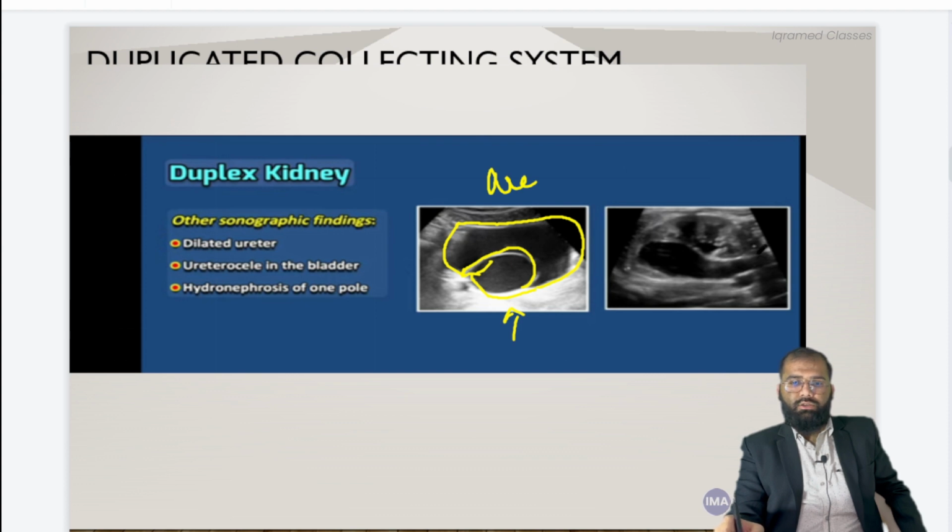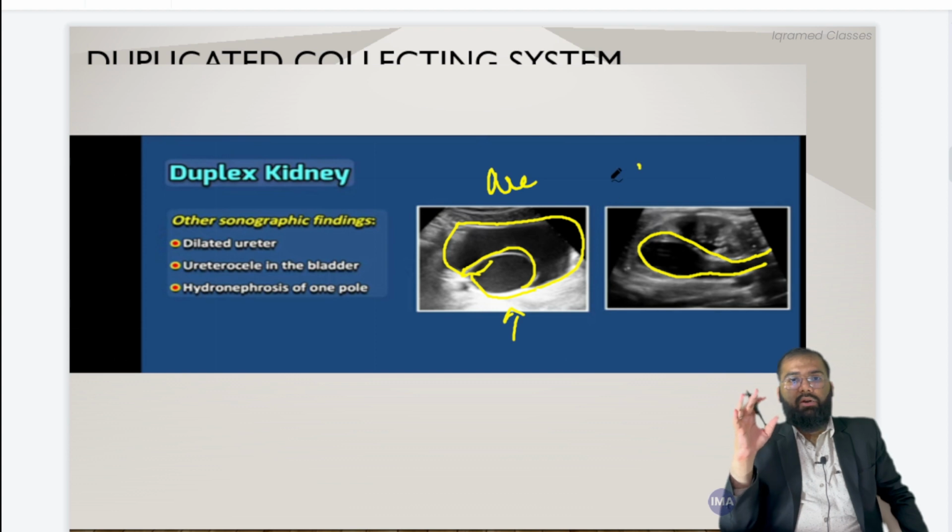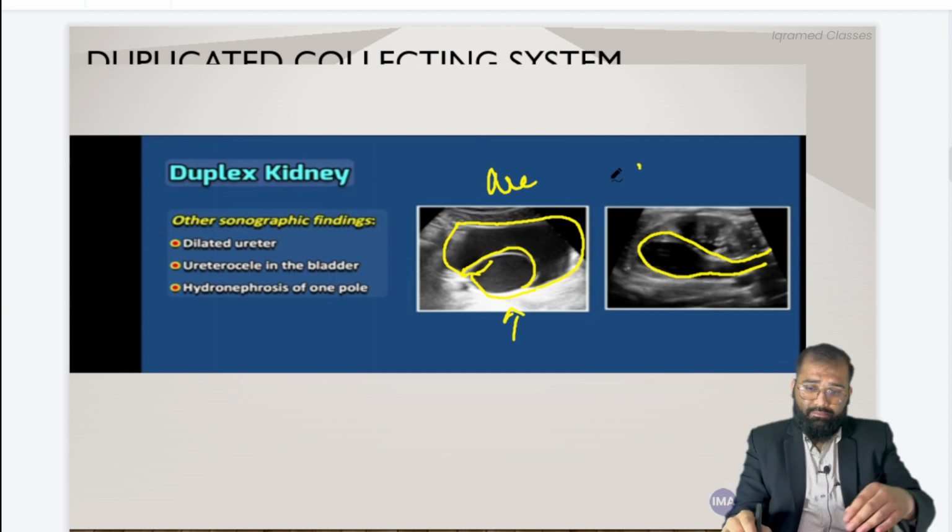Again, this is in the long axis. You are clearly able to see a dilated ureter with ureterocele. This type of appearance is called adder head or cobra head appearance.